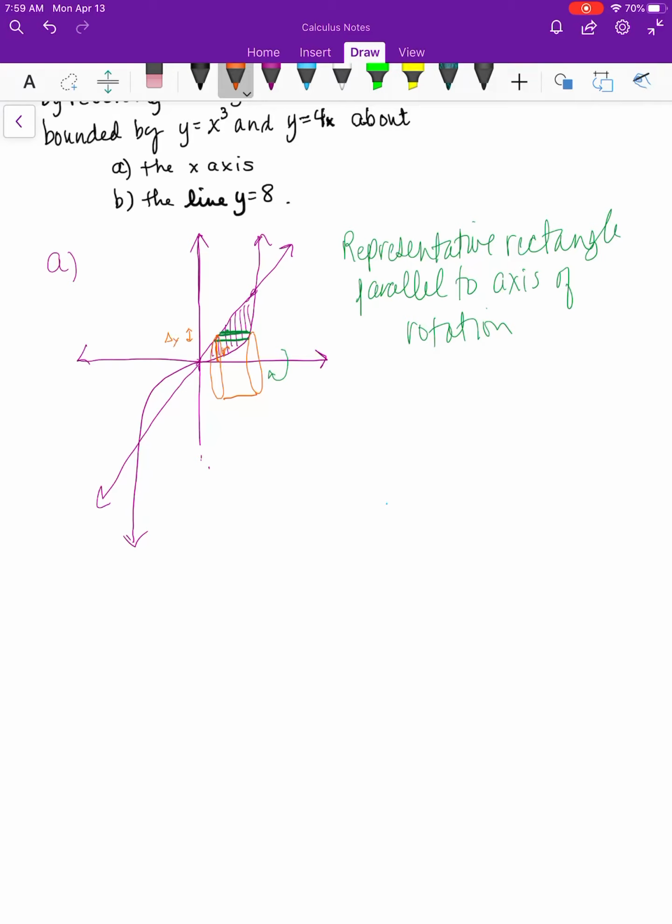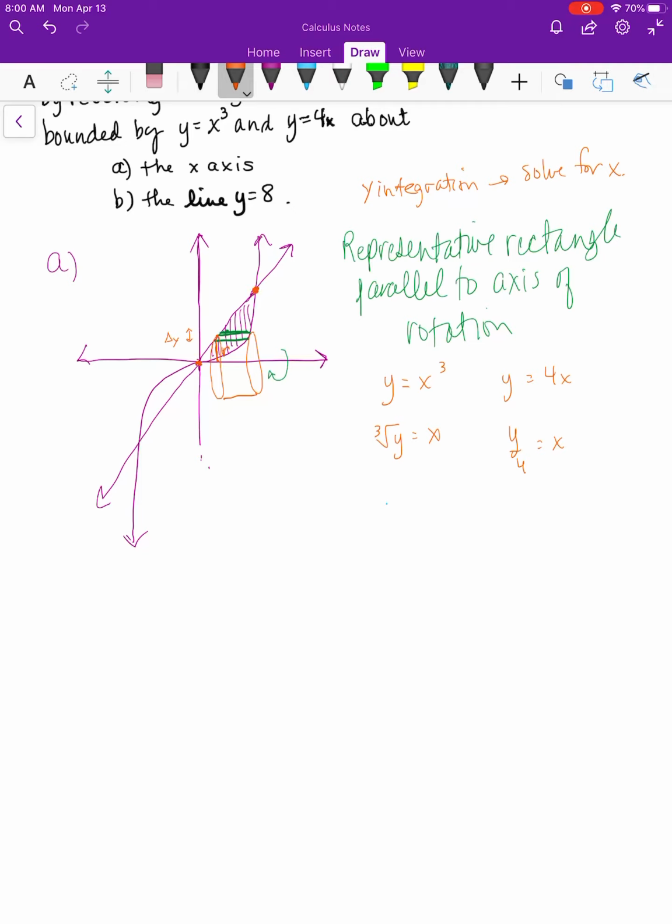And so now when I look at the width of your shell, it's along the y. So it's going to be a y integration. So I know I have y integration. So that means that I need to make sure that both of my functions are solved for x. So y integration, solve for x. So this is going to be x equals the cube root of y. And this one's going to be x equals y over 4.